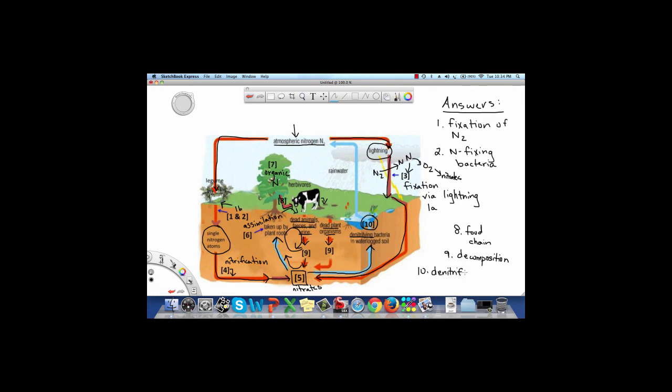Denitrification. They are, whoops, I forgot an F there, denitrification. They are taking the excess nitrates and turning them back into nitrogen gas. And that gets us right back to where we started, thereby completing the nitrogen cycle.